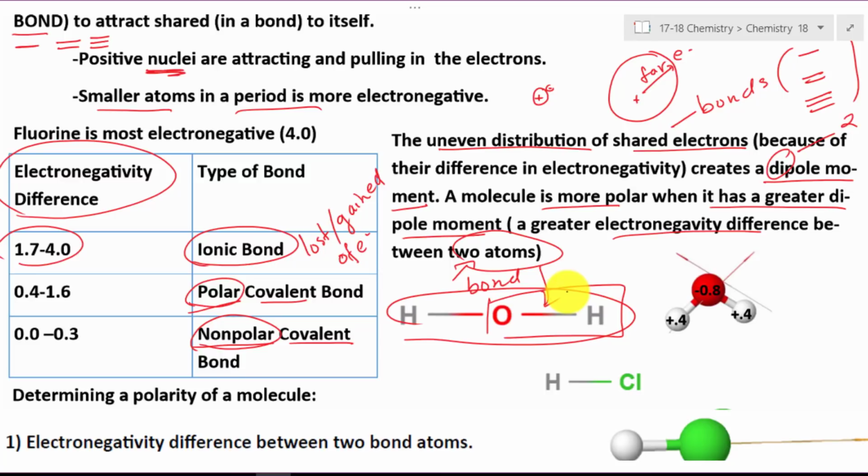And in a covalent bond where it's nonpolar, the electronegativity of one atom is almost equivalent or equal to the electronegativity of another atom. Therefore, there is no uneven distribution of shared electrons.